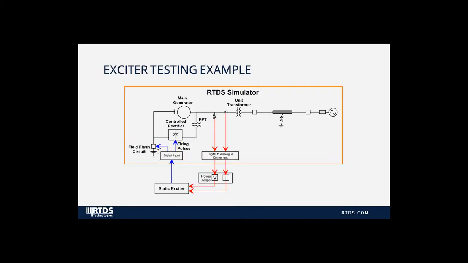So here's a diagram of what generator control testing with the RTDS can look like. Here we're simulating a simple network with the transformer down to the generator. We're taking voltage and current via instrument transformer models and bringing those signals out of the simulation via analog output, where they can then be amplified and input to a physical static exciter at secondary level.